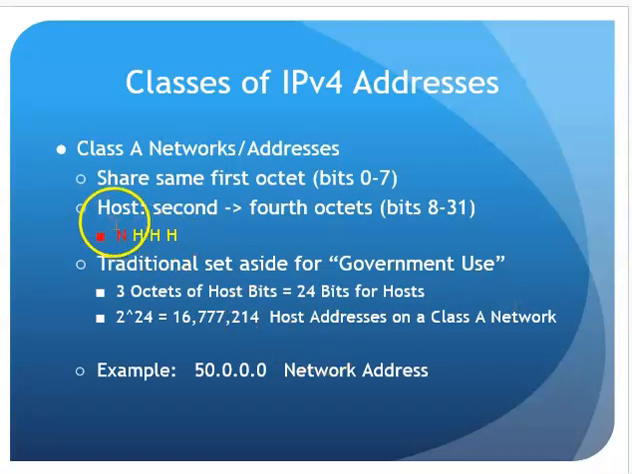With a Class A, the first octet is set by IANA. The remaining 3 host octets are for that government to use how they wanted. That gave them 16,777,214 addresses to use, because there are 24 bits here, and 2 to the 24 tells you how many addresses I can make out of those bits.